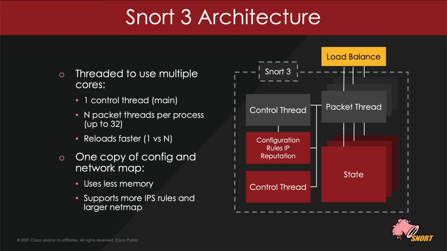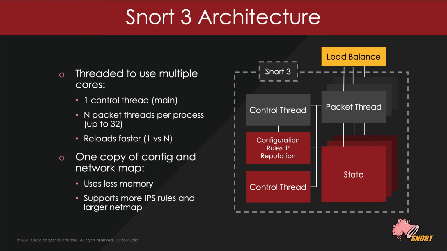One of the things you get from this is a faster reload. If you have a number of Snorts in the previous example of Snort 2, if you have 5 or 10 or 20 different Snort processes, when you reload, you have to reload 20 processes, reload all that stuff 20 times: all your configurations, your rule trees, your network maps. With this, you're only loading that one time, and then you're spinning up multiple packet processing threads.